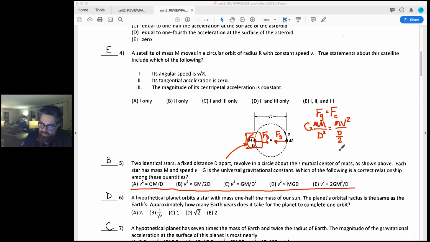So this whole expression can be written, one of the masses cancels out. We can kind of see that there. That's the mass of the star on the left, although they're both the same, so you kind of can't tell. And then on the left, I just get g times m over d squared. And on the right-hand side, I get v squared over d over 2.